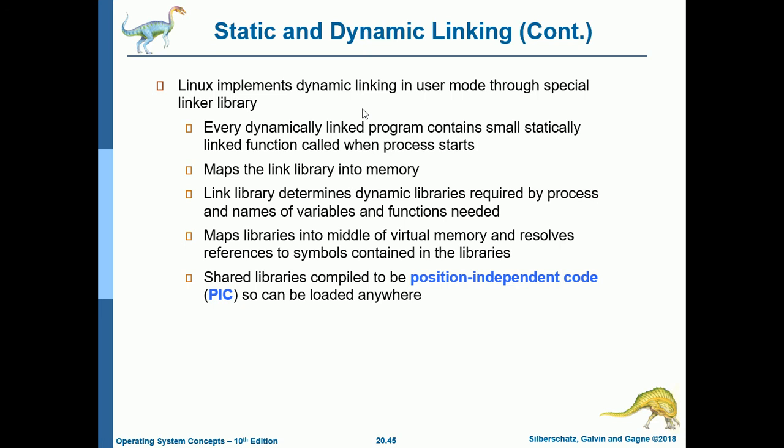Linux implements dynamic linking in user mode through a special linker library. Every dynamically linked program contains a small statically linked function called when the process starts. Next, it maps the linked library into memory. The linker library determines the dynamic libraries required by the process and the names of variables and functions needed, and then maps the libraries into the middle of virtual memory and resolves references to symbols contained in the libraries.